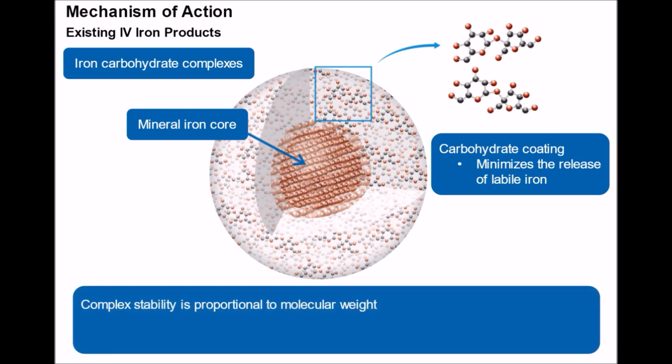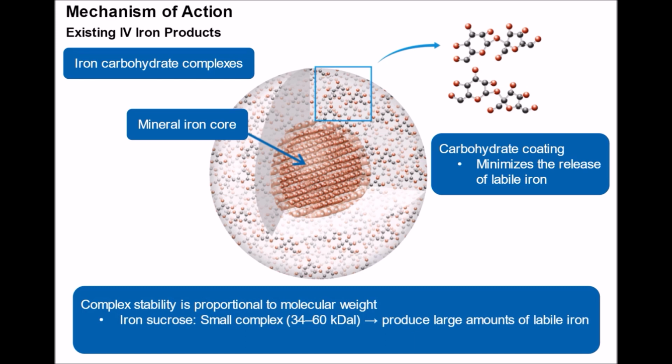The stability of an iron carbohydrate complex depends on the product's molecular weight. Smaller complexes, such as iron sucrose, are only semi-robust and produce relatively large amounts of labile iron, thus limiting their maximum tolerable dose. Larger complexes, such as iron dextran, have a higher structural integrity and can thus be delivered at higher doses.